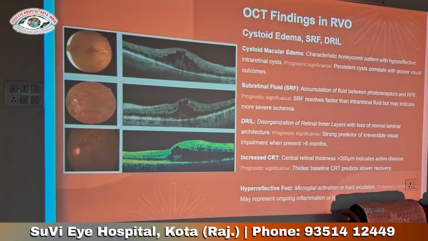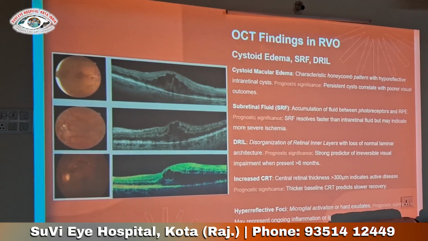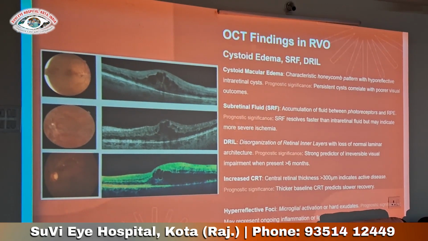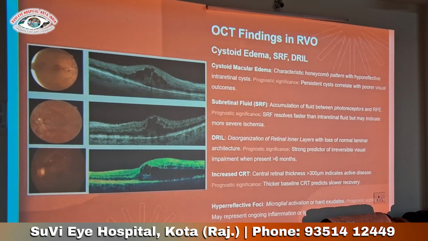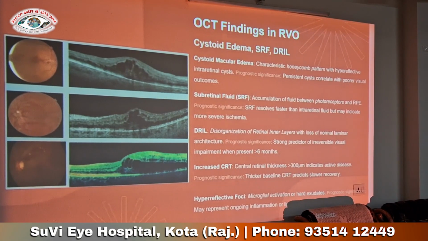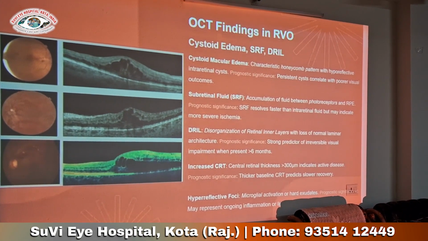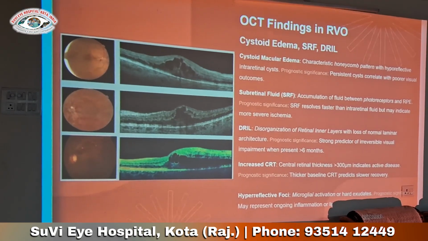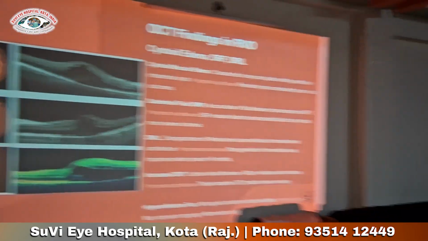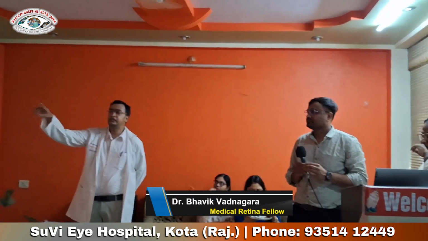There may be disorganization of retinal inner layers, which is a strong predictor of irreversible visual damage when present for over 6 months. If we measure the central retinal thickness, more than 300 micrometers indicates active disease. Bridging retinal processes are present, so it will be a good prognostic biomarker. Good prognosis, because the connections are there between the outer and the inner retina.